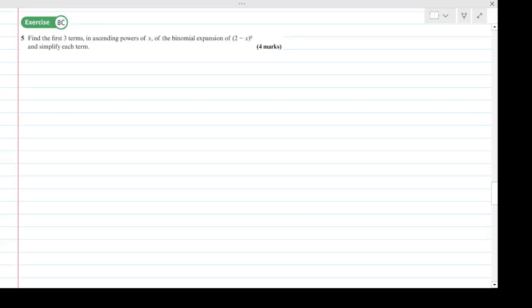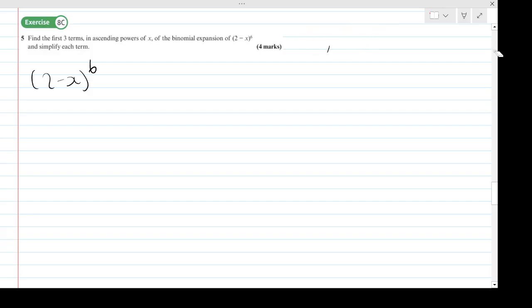Okay, so have a look at some exercise questions then, now that we've got an idea of how to expand certain brackets. So, it wants us to find the first three terms of the binomial expansion of 2 minus x to the 6. So again, fairly standard what we looked at. Now that's for the first three terms. So it's going to be x to the 0, x to the 1, and then x squared. 3 terms of x there.